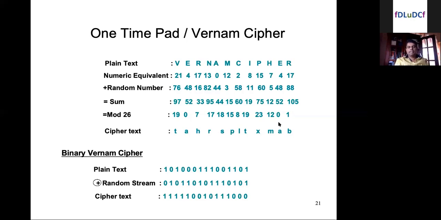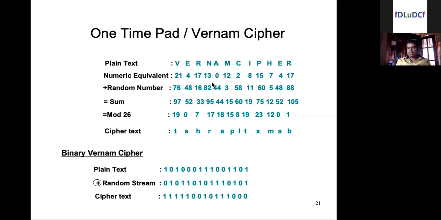So people do all this operation manually. That was used in the First World War. How did they use it? They used the Bible as the random pads. So those European soldiers had to carry the Bible to their battlefield. They used the letters in the Bible to create those kinds of numbers.